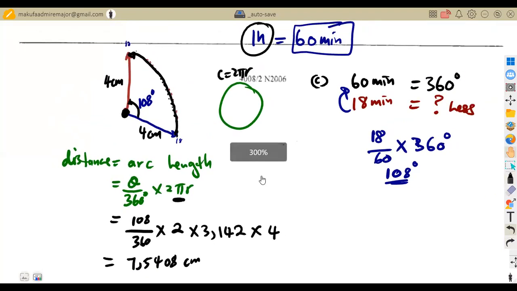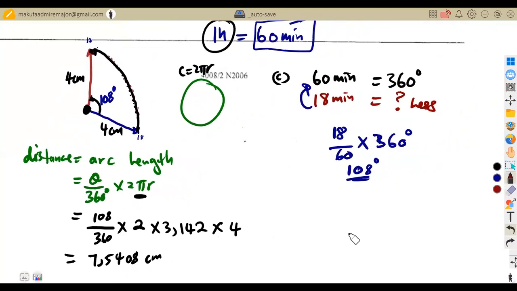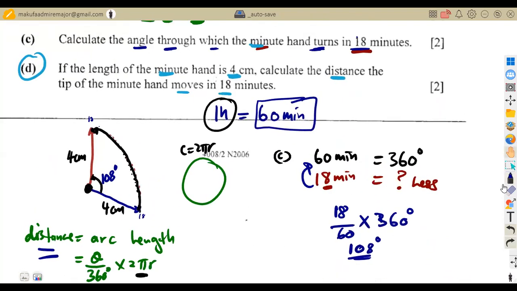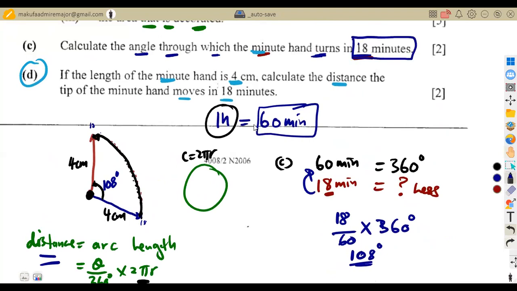If the question was asking for the distance covered by the minute hand in 25 minutes, you would calculate the corresponding angle first. This one was a continuation, because we already calculated the angle for 18 minutes. Otherwise, you start again: 60 minutes corresponds to 360 degrees, so what is the corresponding angle for 25 minutes? You calculate the angle first, then the distance covered corresponding to that part. Here we used the angle as it is because we had already calculated it for 18 minutes. These are the typical questions that you might have.